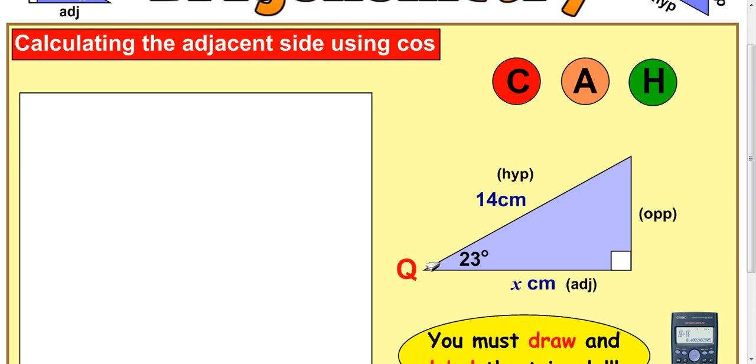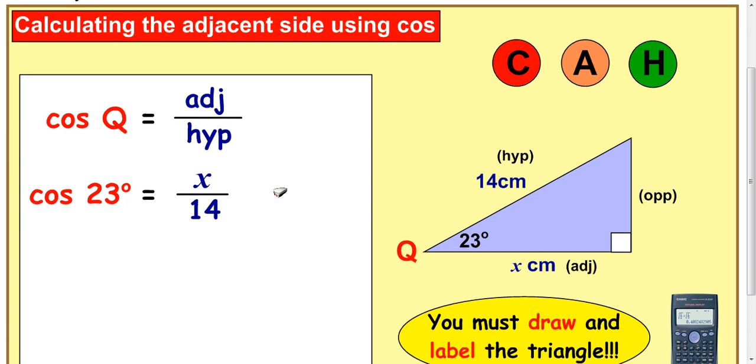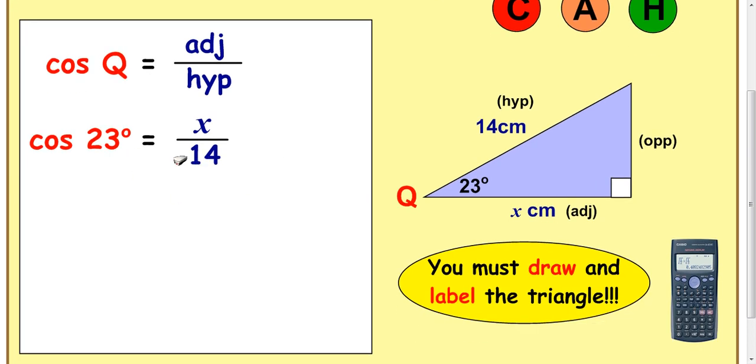So the formula, use the q, so cos q is adjacent over hypotenuse, and just fill in the information as we did every other time. We know that q is 23, so we can write cos 23. The adjacent side in this example is x, so we'll call it an x, and the hypotenuse is 14. And there's no new tricks or anything like that, it follows exactly the same pattern.